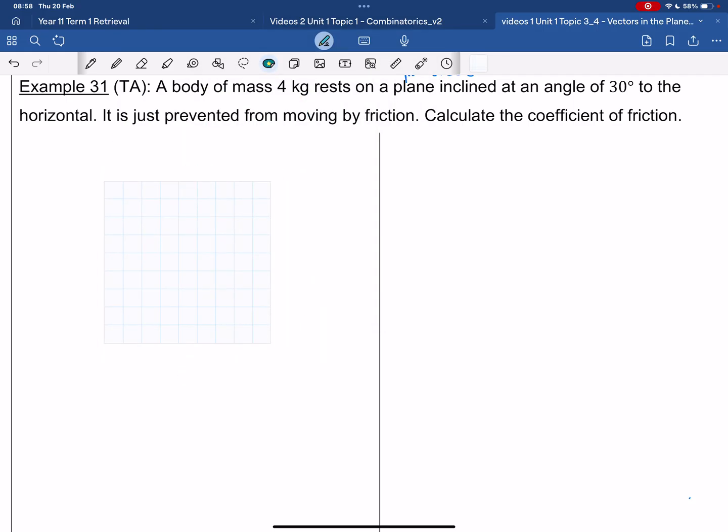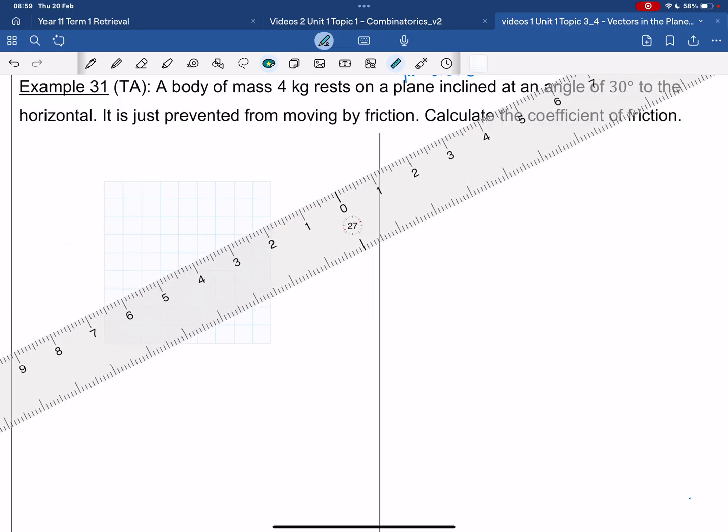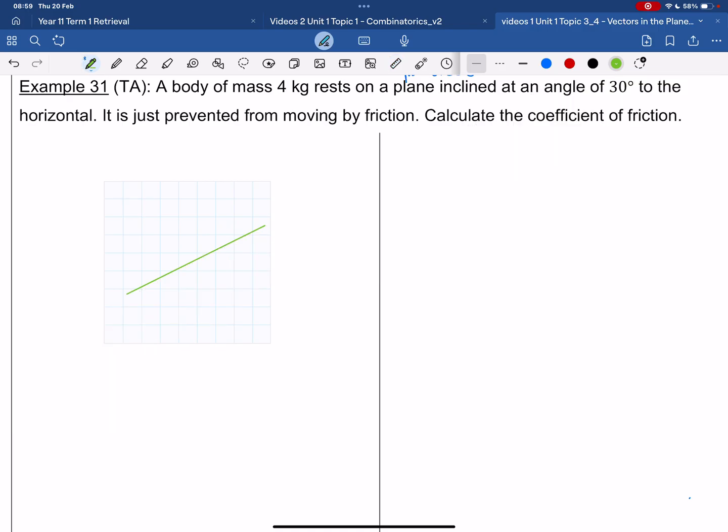A body of mass 4 kilogram rests on a plane inclined at an angle of 30 degrees to the horizontal. It is just prevented from moving by friction. Calculate the coefficient of friction. Okay, so let's draw our plane in. Okay, there we go. It's just like I wrote from the previous example. And here is our object at rest on that plane.